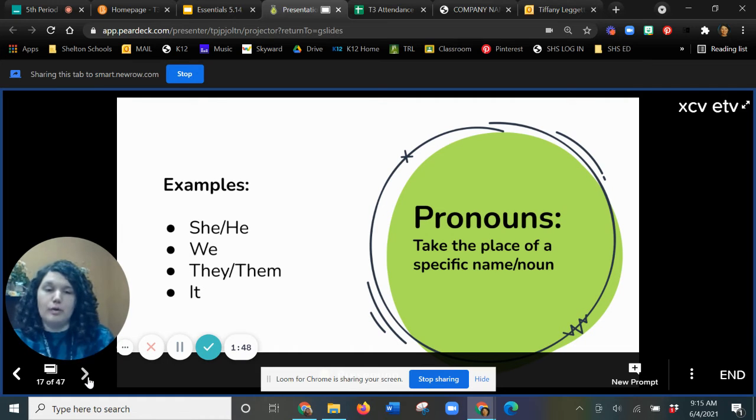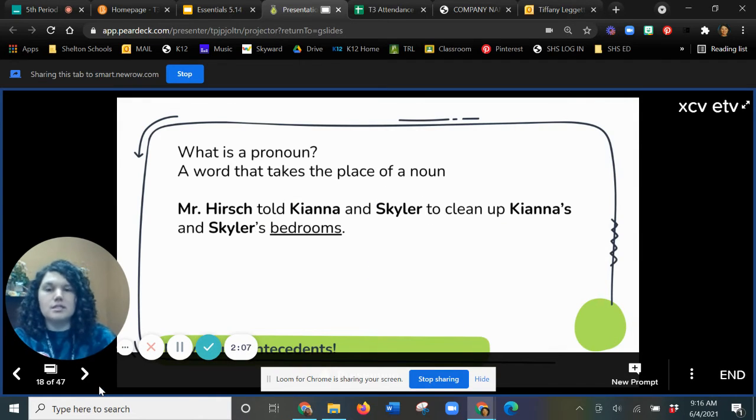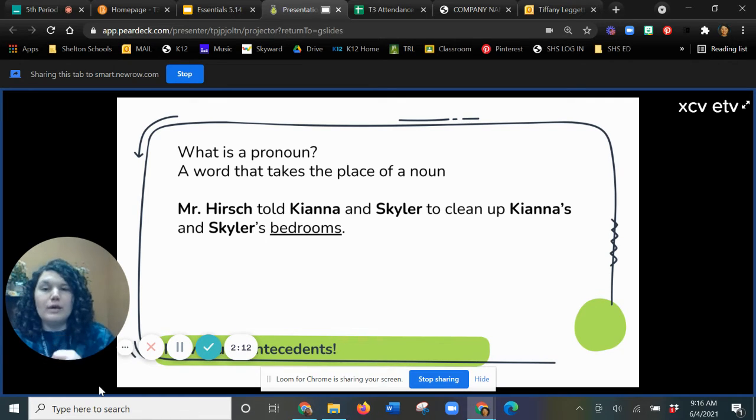Here's some examples of pronouns. So when you're reading a sentence and somebody is repeating the person's name over and over again, or the same noun over and over again, you can replace it in the sentence with a she, he, we, they, them, or an it, depending on the sentence. So let's look at this example. So a pronoun is a word that takes the place of a noun. So here are some nouns.